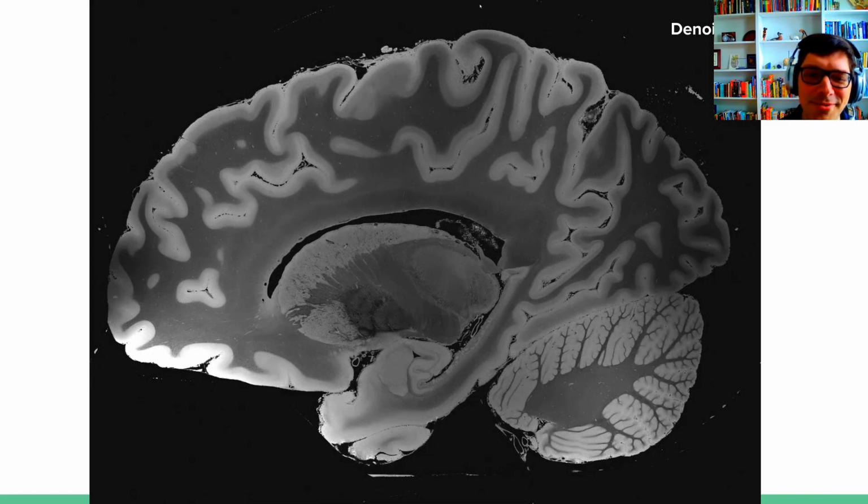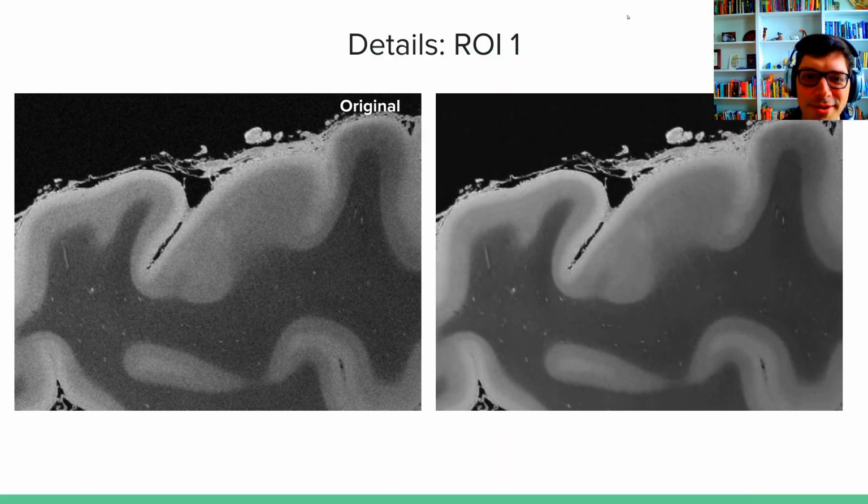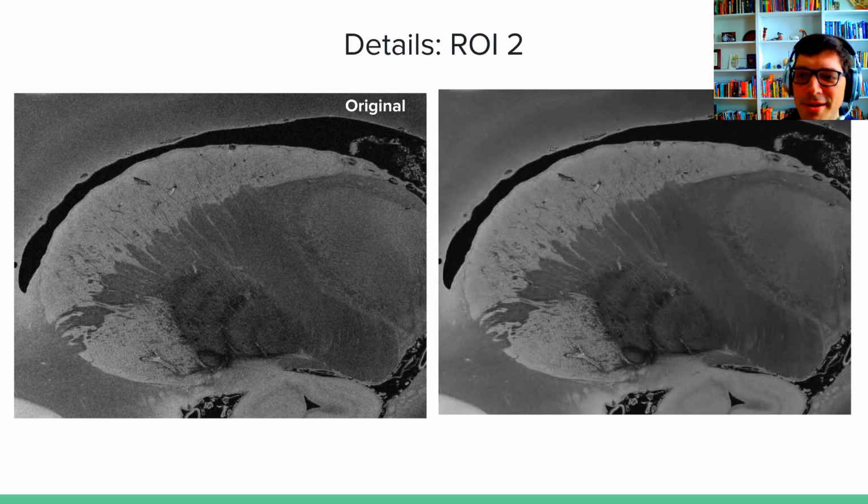And so if we apply denoising, it cleans up a lot of this graininess, and we can see that more clearly if we zoom in on a couple of ROIs, this one up near the central sulcus at the top of the image, or one down near the thalamus.